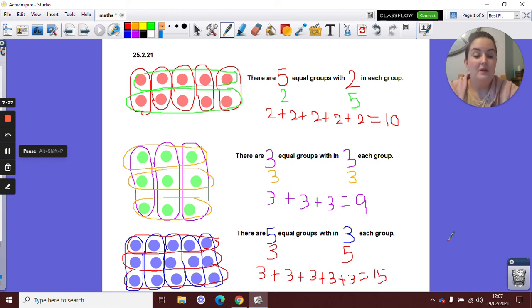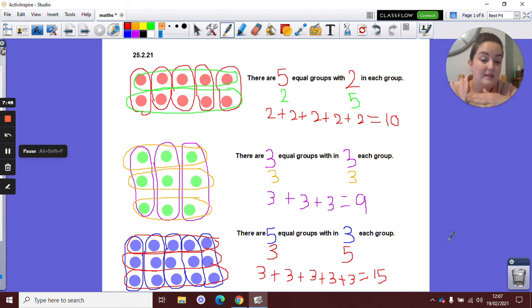There we go. So that is what you're going to do today. In your home learning packs, you've got a sheet and it says today's date on it, the 25th of February. It should say it in big numbers at the top. And you have got to complete that sheet, finding out how many equal groups there are and how many in each group, and then writing the repeated addition underneath.